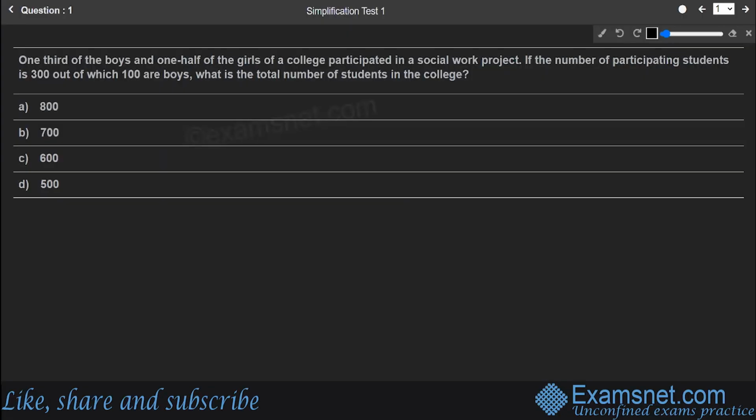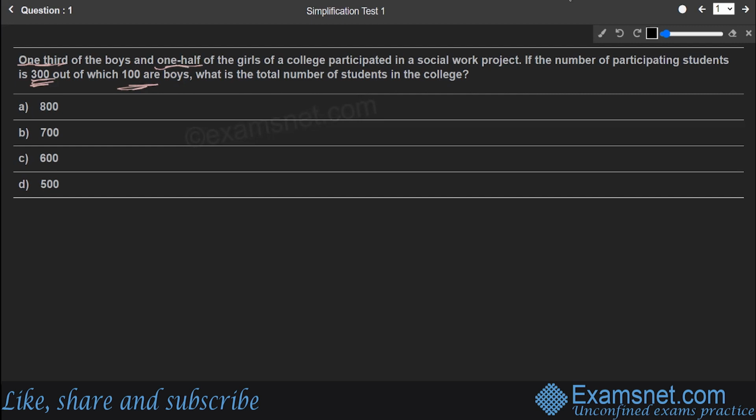Okay, so the question says 1/3 of the boys and 1/2, that is half of the girls of a college participated in a social work project. If the number of participating students is 300, out of which 100 are boys, what is the total number of students in the college? So this is the question given.